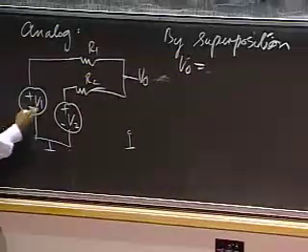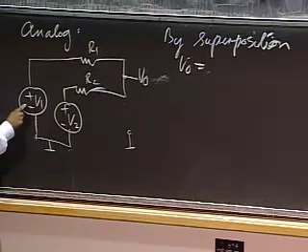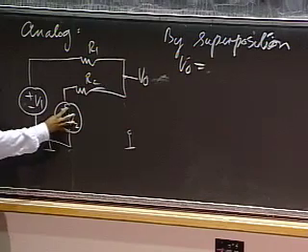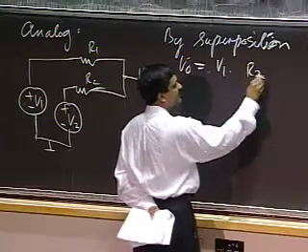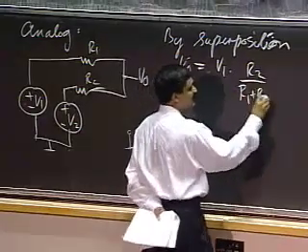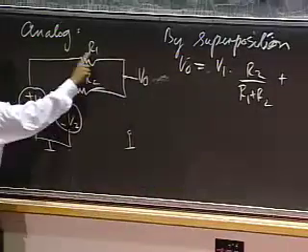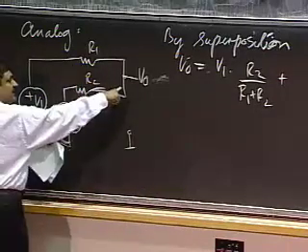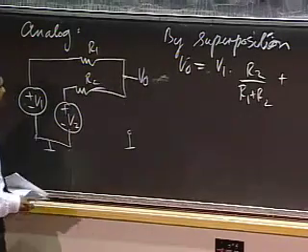To find that out, I short this voltage. I zero out this voltage and look at the effect of V1. So the effect of V1, if this were shorted out, is simply V1 times R2 divided by R1 plus R2. This is now a voltage divider, right? A voltage V applied across two resistors and the output taken across one resistor. So that's this value.